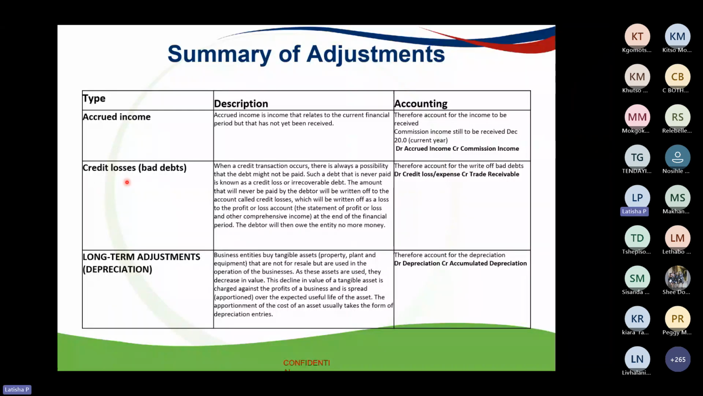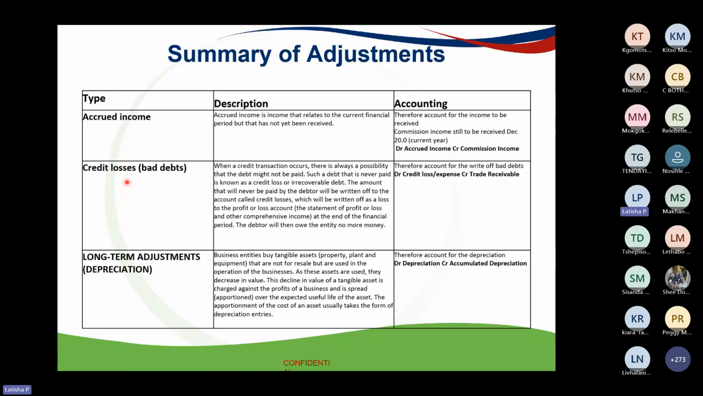The next type is credit losses. So credit losses, usually when you sell on credit, you would have a debtor that you record where it's sold on credit and a debtor owes you money for the sale.